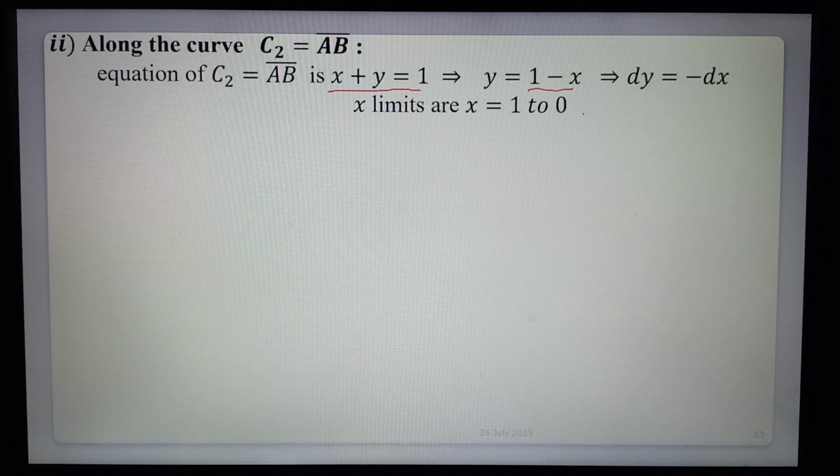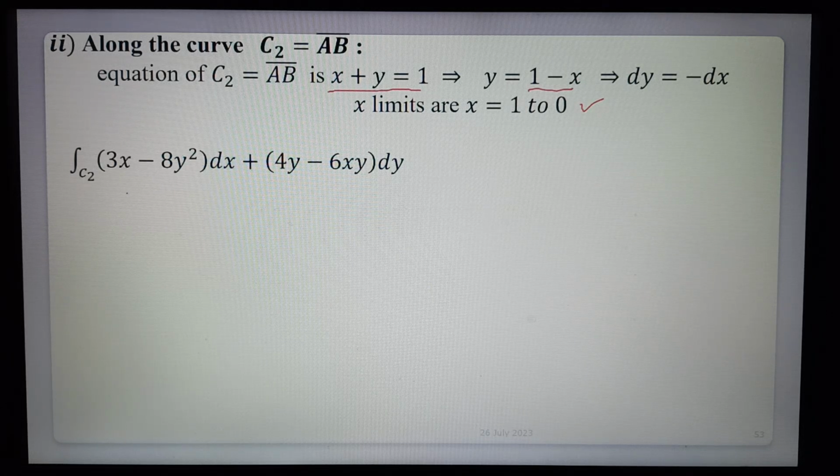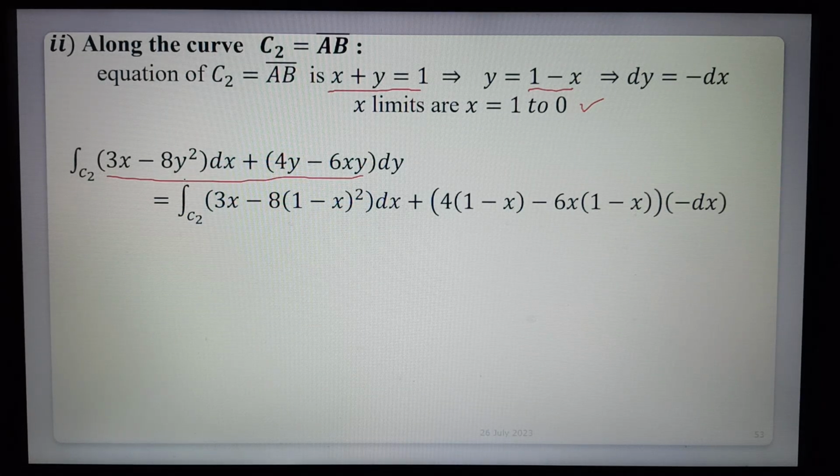Okay, so next one, integration over C2 is equal to, this is a given, x replacing y lower 1 minus x replacing dy, lower minus dx replacing. That is equal to, along C2, integration over C2, 3x into 8 into (1 minus x) whole square into dx plus 4 into (1 minus x) minus 6x into (1 minus x) into minus dx.